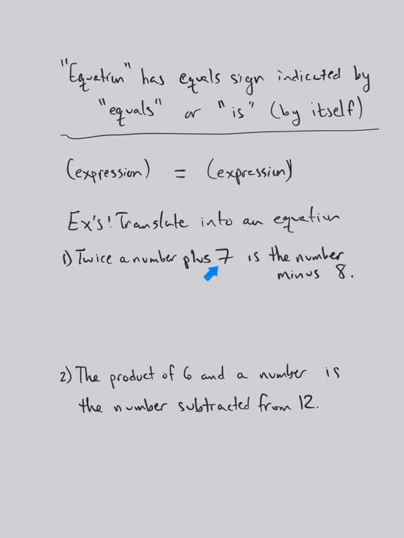Twice a number plus 7 is the number minus 8. So what I would encourage you to do first on these is find where the equal sign is. And so if you look carefully there, here is our is that's by itself in terms of verbs.